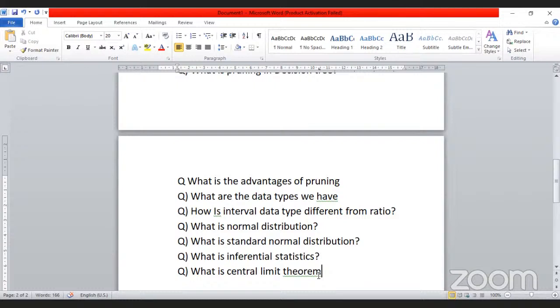That means when we have population data, we can take multiple samples from that data, with replacement, and then we calculate the mean of each sample, and if we plot the mean of each sample, it should be normally distributed. This is what the central limit theorem is telling us.